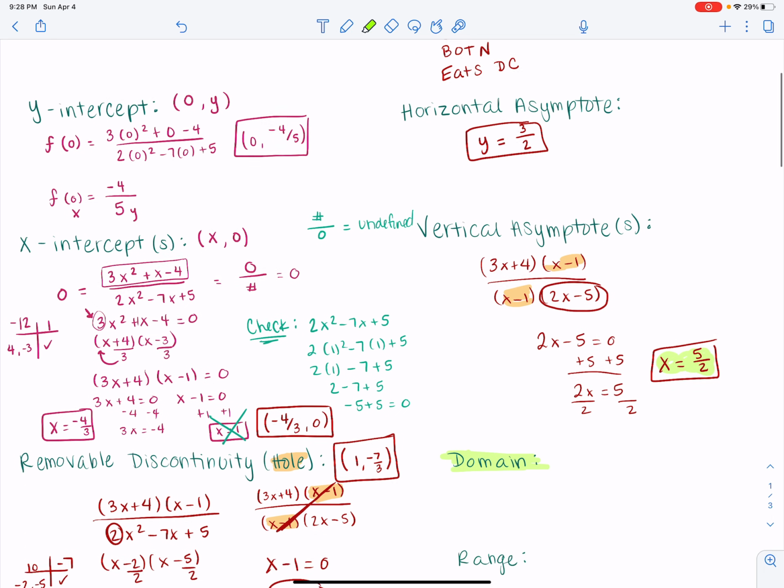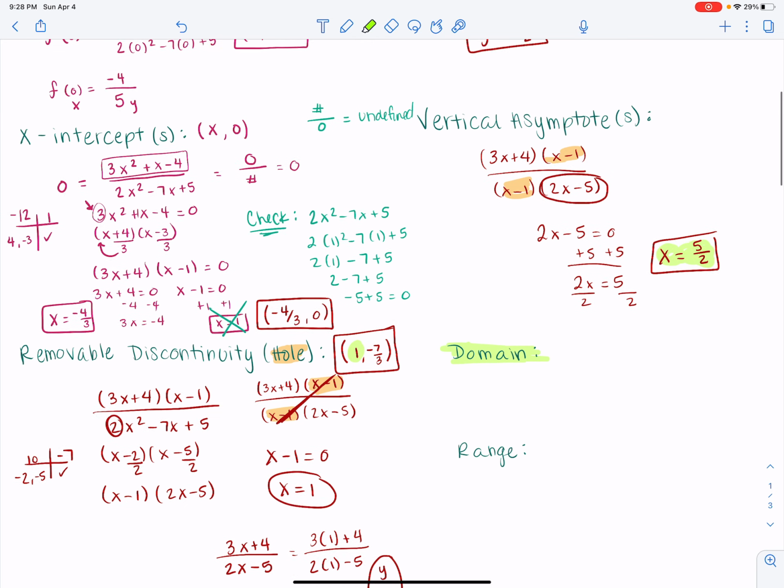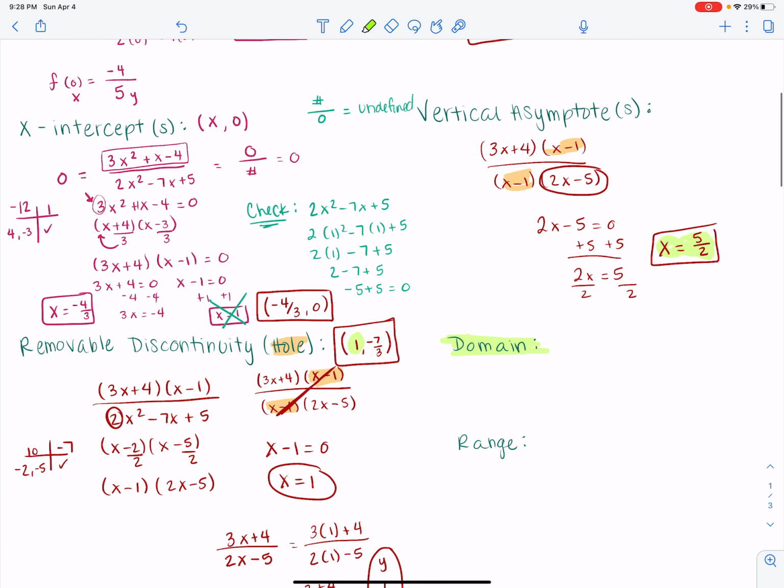The other x value I know that is not good is when I have a hole. When you have a hole, then that's a point that really isn't on your graph, right? You get close to that point, but then there's like this gap in the graph. So I have to assume that my graph, this equation, would touch any x possible except when x is 1 and when x is 5/2.